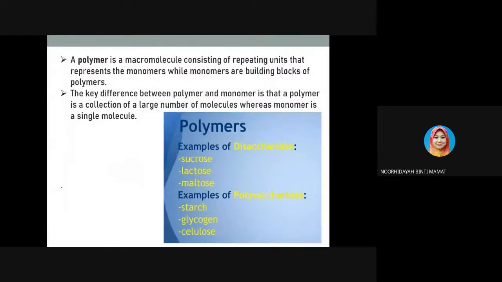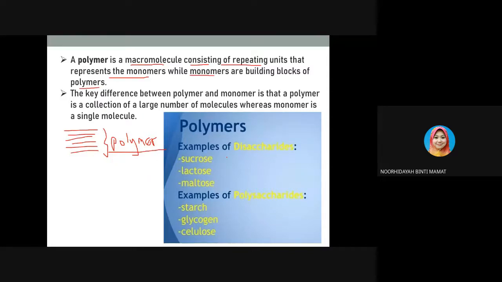Just now we talked about the monomer. What is a polymer? A polymer is a macromolecule consisting of repeating units that represent the monomers, while the monomers are the building blocks of the polymers. If monomers are building blocks, many blocks in a chain is what we call a polymer. Here we are talking about macromolecules, specifically carbohydrates.